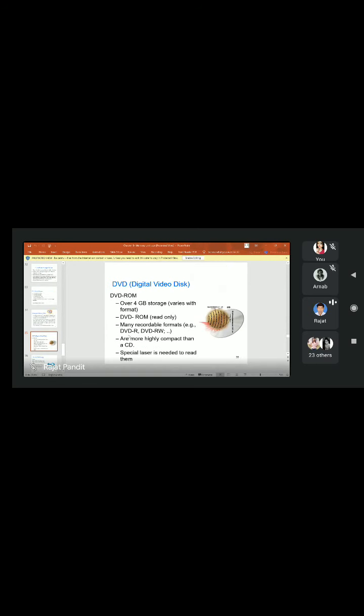And then come to the DVD. A DVD is more than a CD. The capacity is higher because here you can store up to 4 GB of information. DVD is again divided into DVD-ROM, and there is also DVD-RW, rewritable DVDs. They are more compact than the CD, and a special laser is needed to read them.